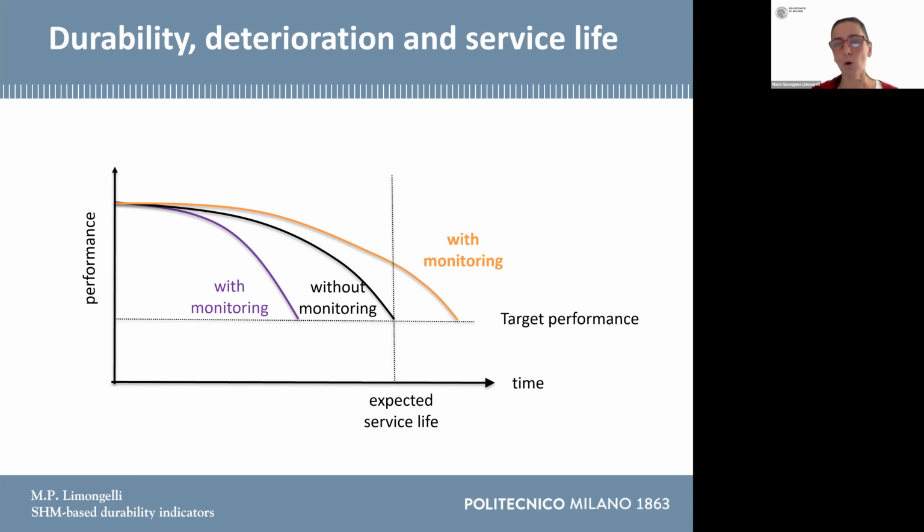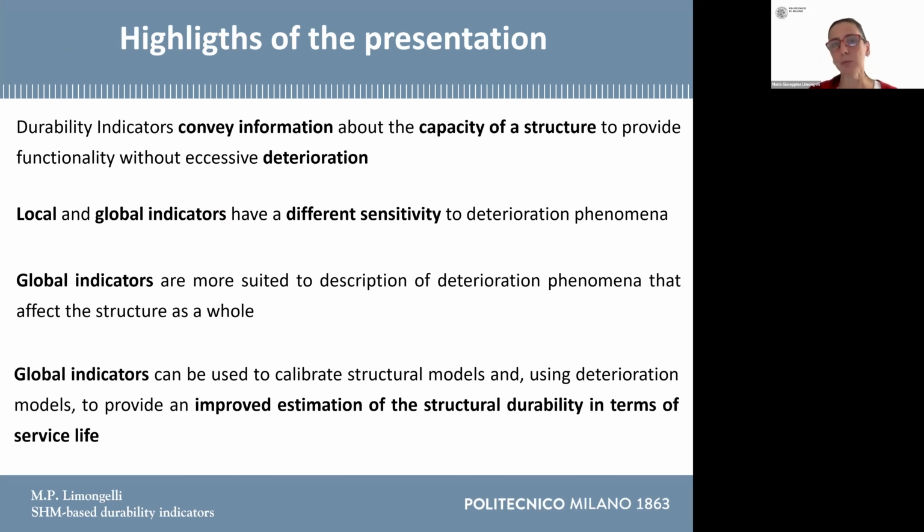So just some points in my presentation. Durability, what are durability indicators? Indicators that convey information about the capacity of a structure to provide functionality. Functionality and durability are not the same for me. Functionality without excessive deterioration. Local and global indicators are different in the sense that they have different sensitivity depending on the deterioration phenomena. Global indicators are more suited for phenomena that affect the performance of the structure as a whole, whereas local indicators must be used to identify deterioration at a local level.